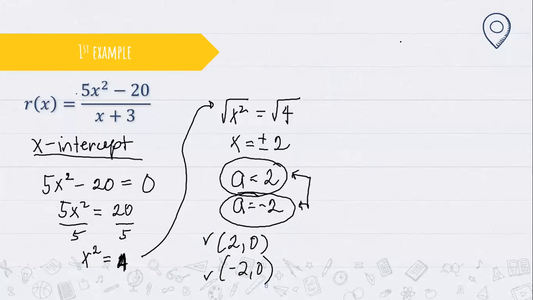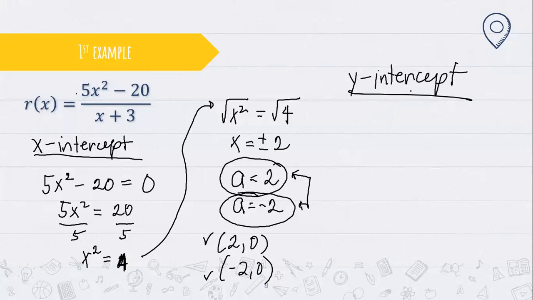So, ayan po siya. We have x is equal to 2 and x is equal to negative 2. Ayan. May question class sa x-intercept? Wala na po, sir. Okay. Sige. Tapusin ko muna itong y-intercept and then ask tayo ulit.